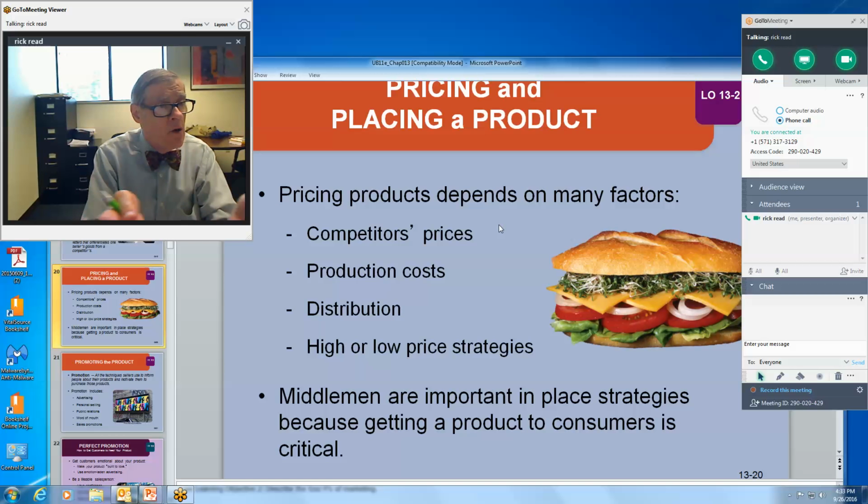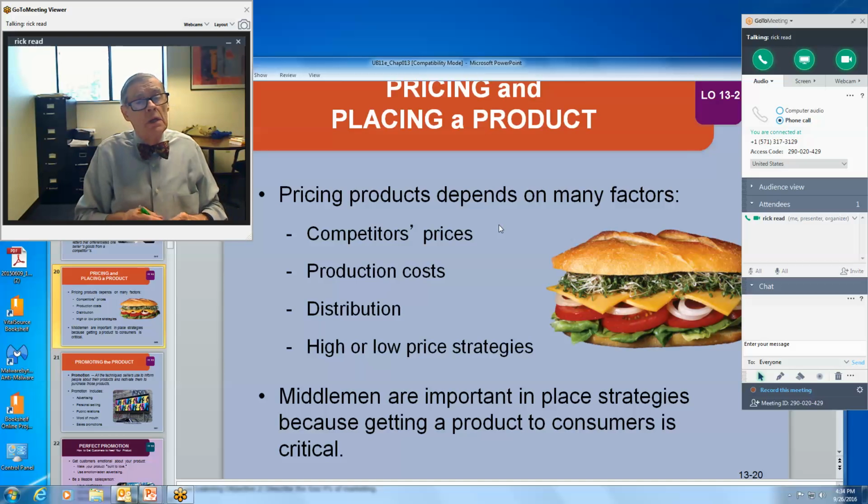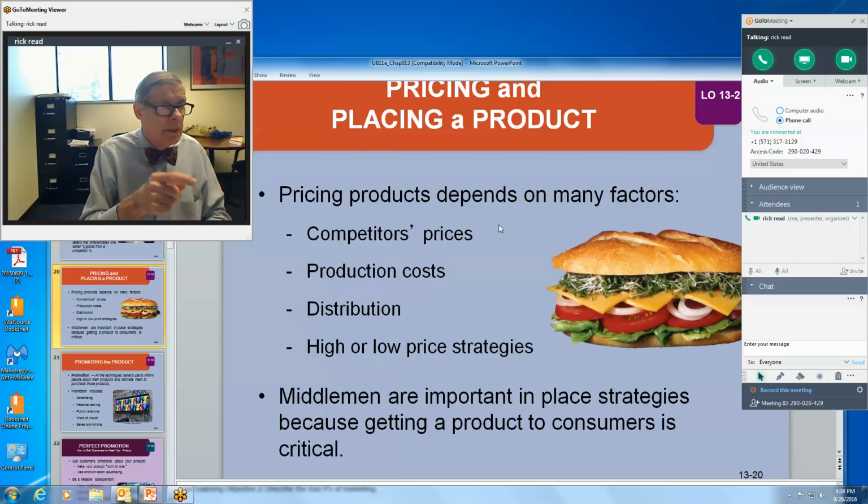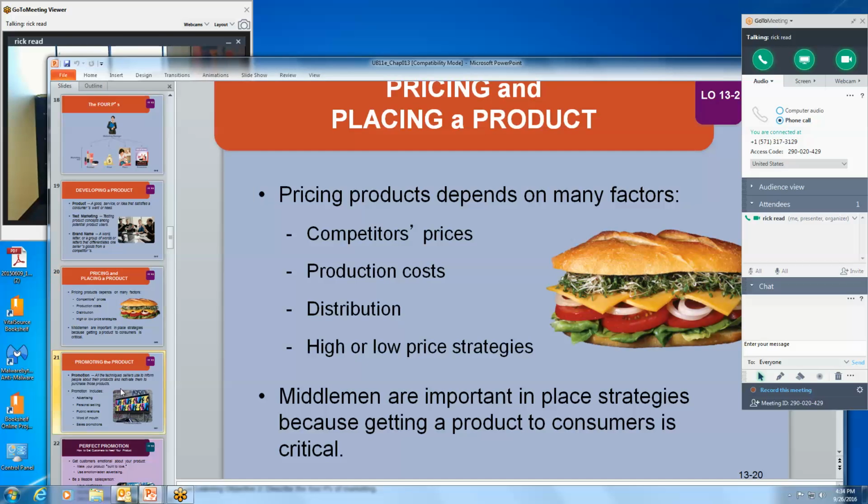And of course, there are high and low price strategies, which we're going to talk about later in greater depth. And then, of course, middlemen, normally referred to as wholesalers, although there could be some other thoughts, or agents and brokers and things like that. They're important in this pricing because they do add to the price. They're also important because they help get the product to where people need it. And we're going to talk about those folks. They're called intermediaries, a little bit later in the presentation this afternoon.